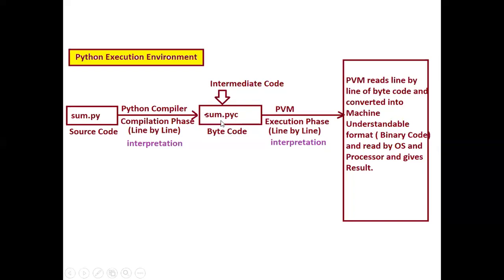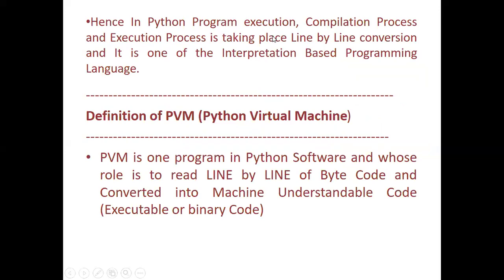Then after converting into the intermediate code, the PVM execution takes place. What does the PVM do? PVM reads the bytecode line by line and converts it into the machine understandable format, that is binary code, which is read by the OS and gives the result on the console. Now let's go back. So in a Python program, compilation and execution take place with line by line conversion, and it is an interpretation based programming language.